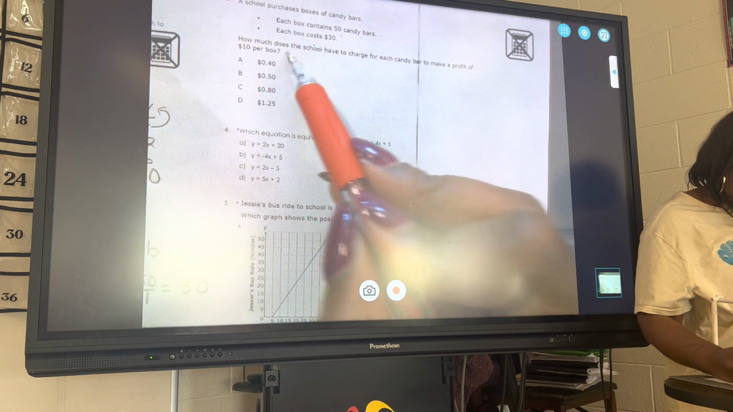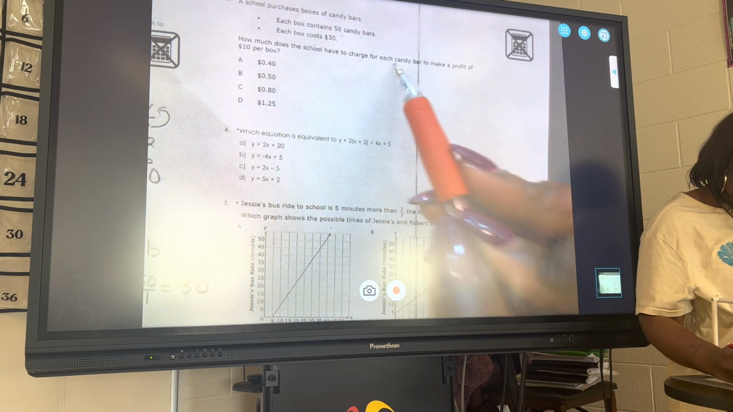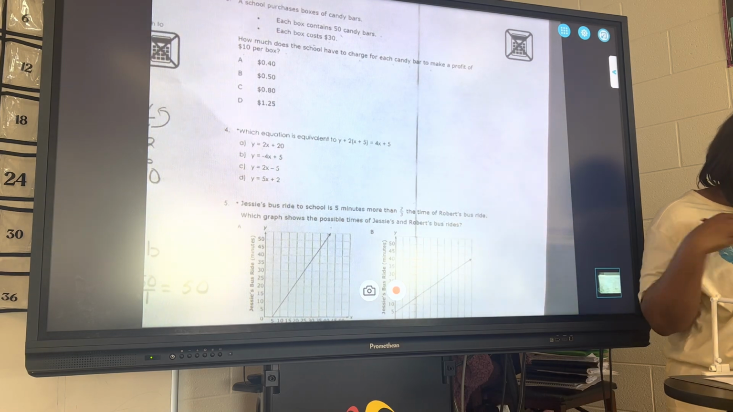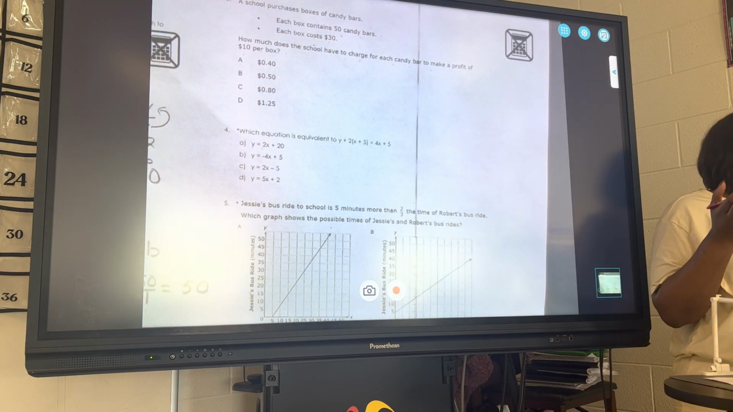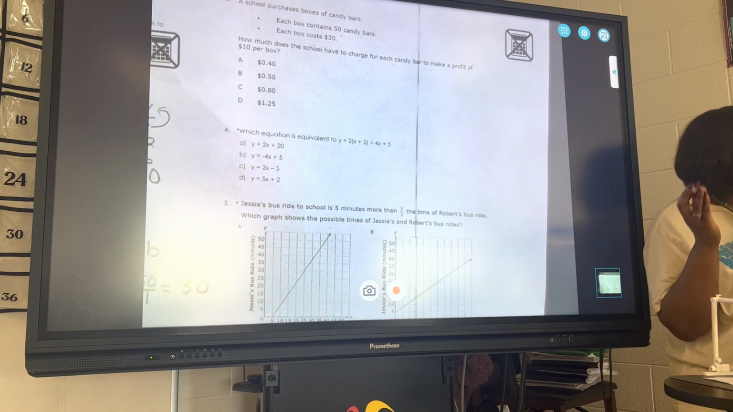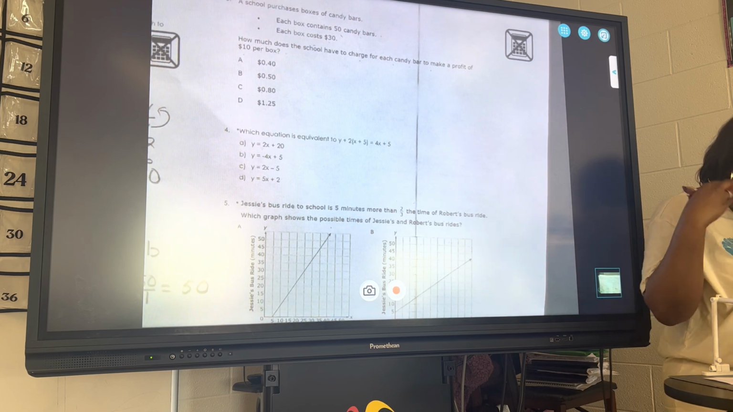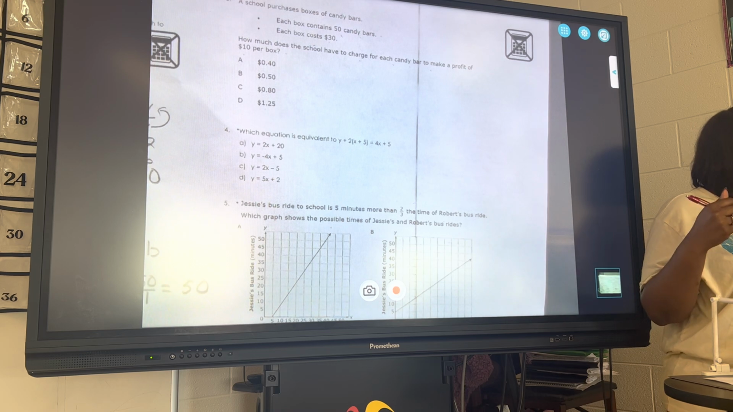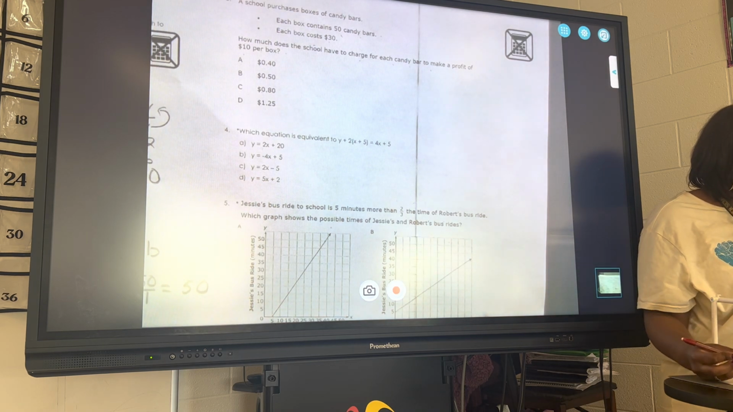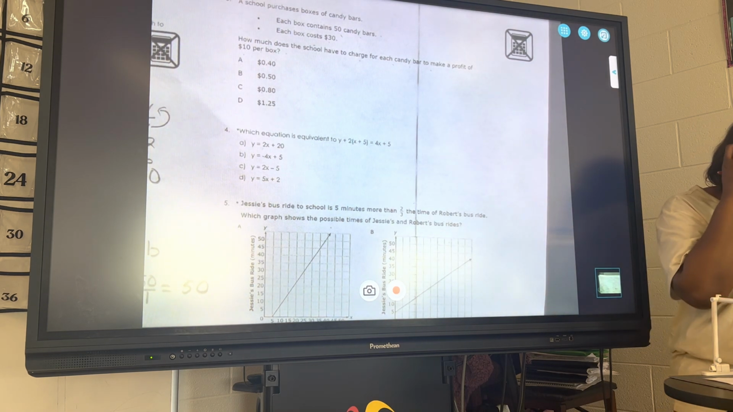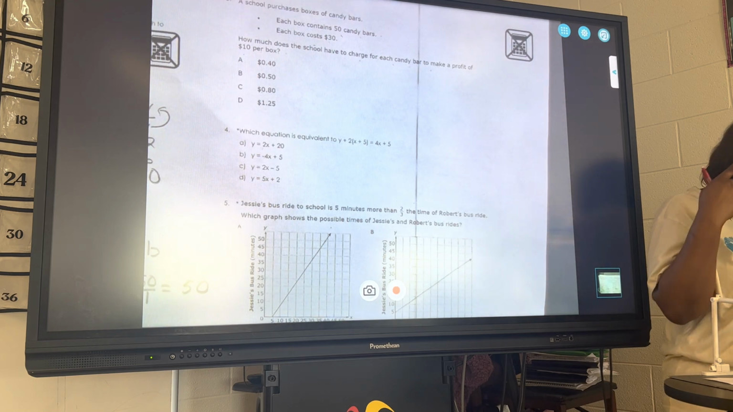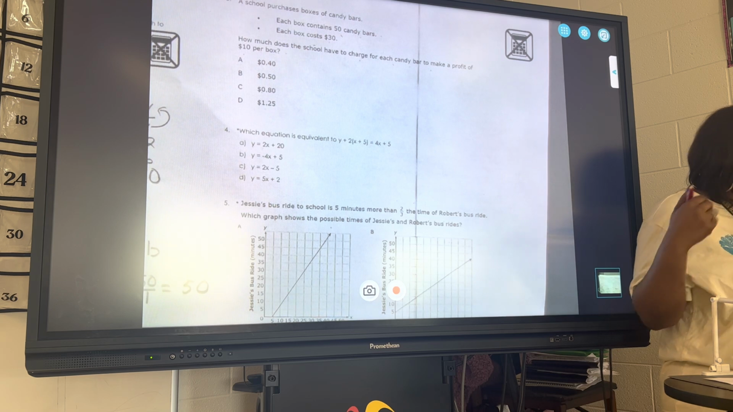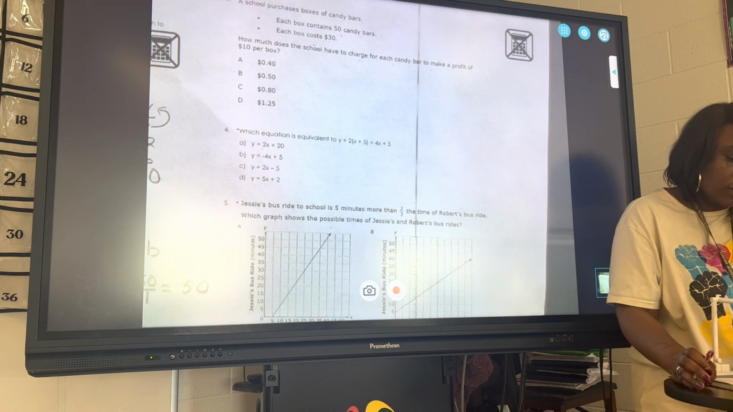Okay, so how much does the school have to charge for each candy bar in order to get a profit of $10 per box? First of all, let's figure out how much each candy bar is going to cost. What do you have to do? Tell me in your mind, logistically, how do I figure out how much each candy bar is going to cost? Multiply the number by 50.